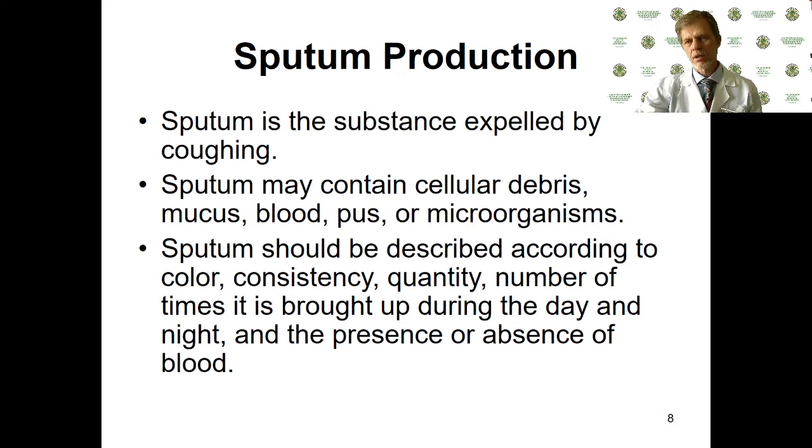Sputum production. Next symptom or sign. Sputum is the substance expelled by coughing. So the substance expelled by coughing we call sputum. Sputum may contain cellular debris, mucus, blood, pus, microorganisms. So what appears in the lungs, in the bronchial tree, and is coughed up, we refer to as sputum. Now, sputum should be described according to color, consistency, quantity, number of times it's brought up during the day and night, and the presence or absence of blood.